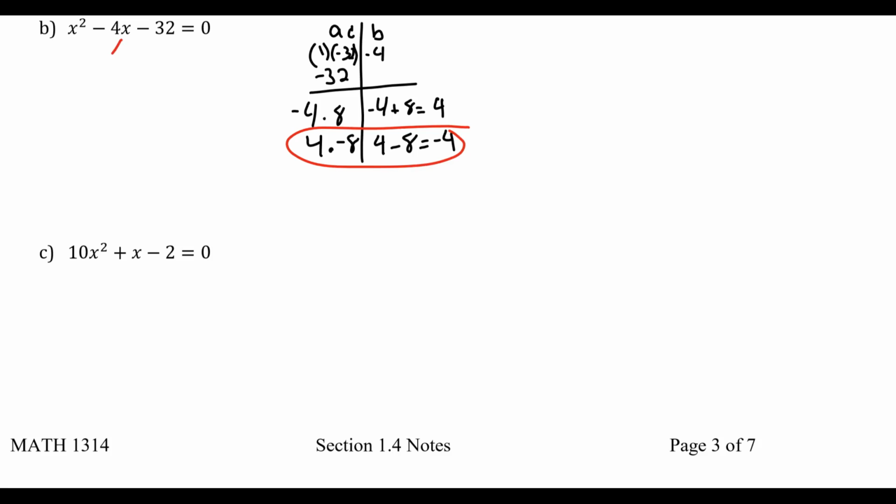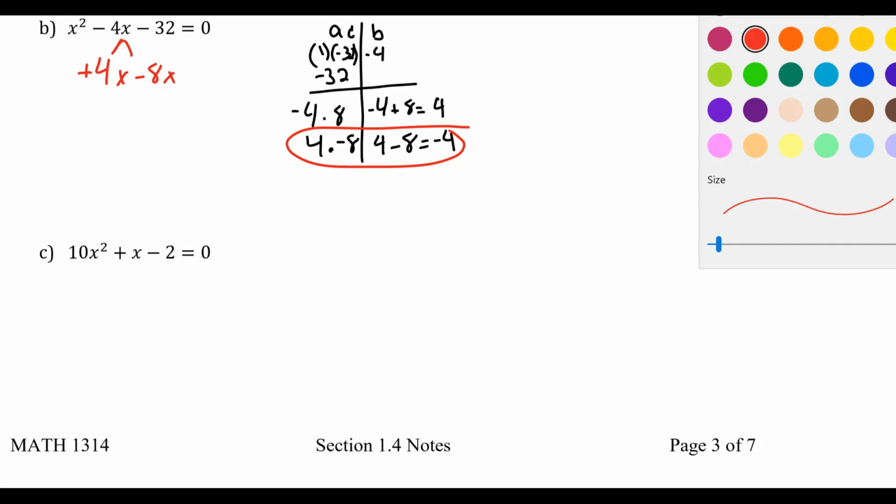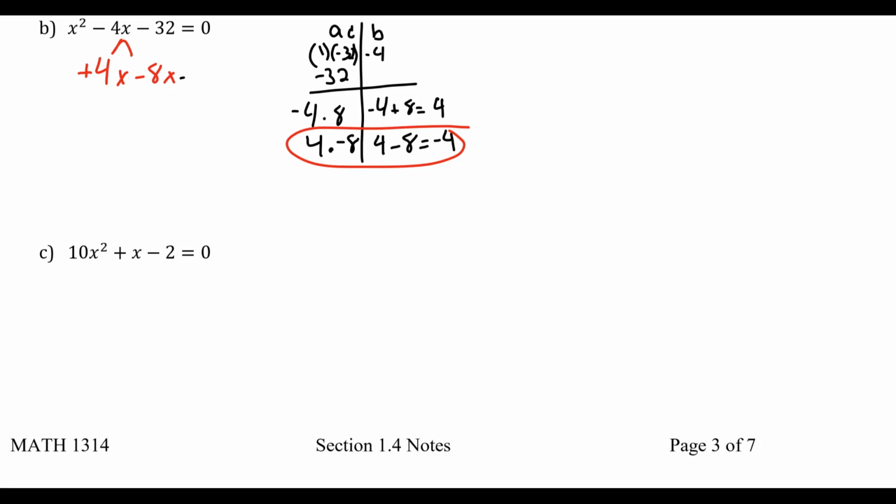Okay? I'm going to separate this negative 4x into a positive 4x and a negative 8x. And you're going to notice I'm going to keep everything else, including the equals 0.